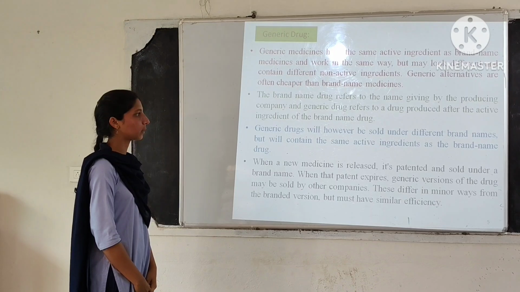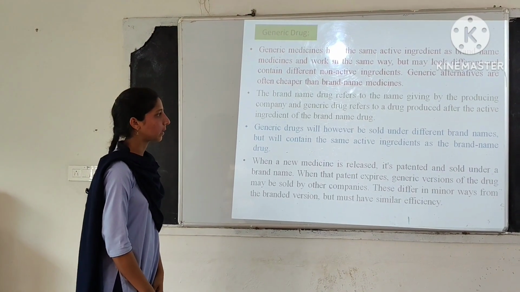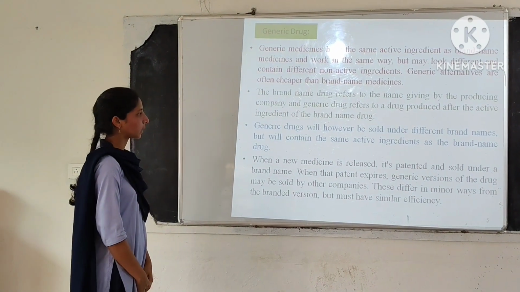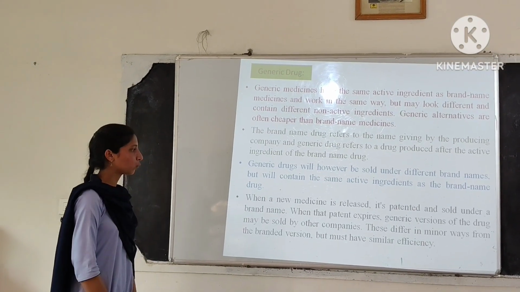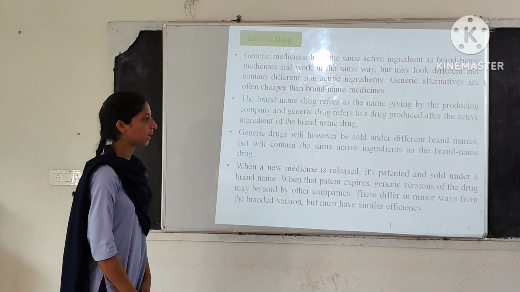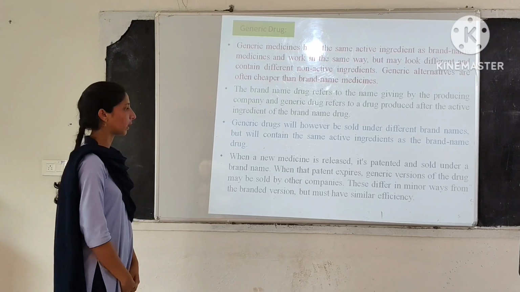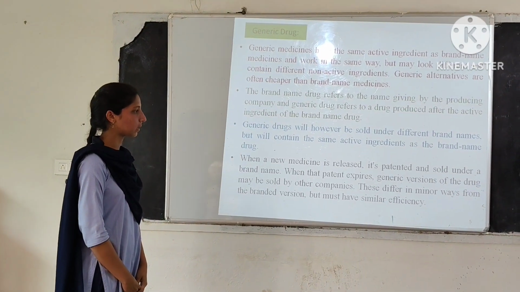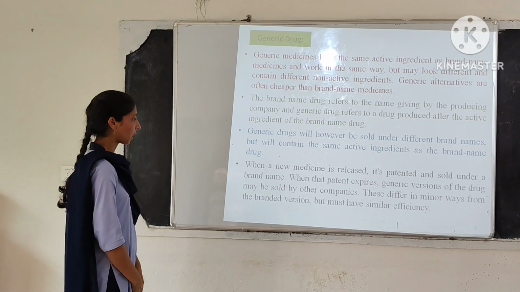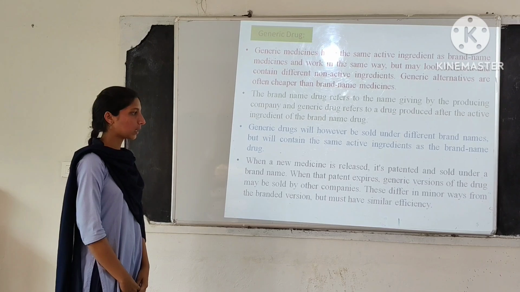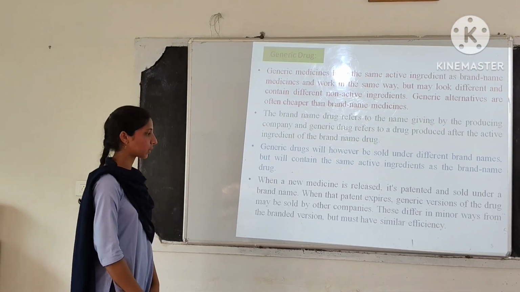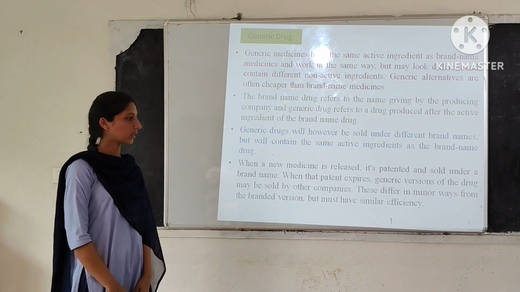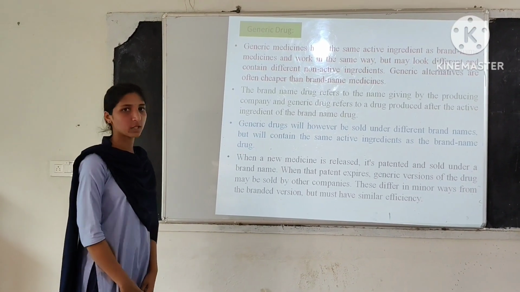Generic drugs will, however, be sold under different brand names, but will contain the same active ingredient as the brand name drug. When a new medicine is released, it is patented and sold under a brand name. When the patent expires, generic versions of the drug may be sold by other companies. They differ in minor ways from the branded version, but must have similar efficacy.